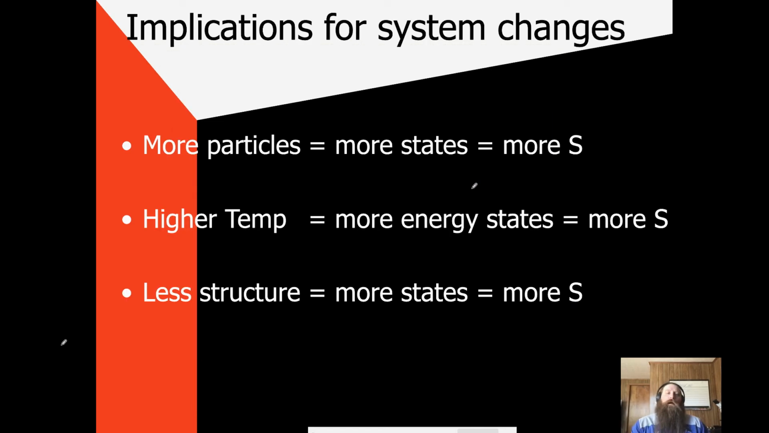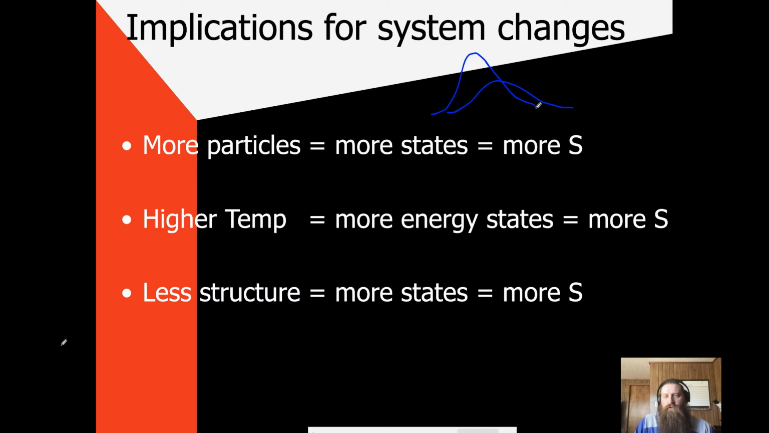So what does this imply about system changes? How can we use this to predict things? Well, the more particles I have in a system, the more microstates there are, the more entropy there is. So if I'm comparing two systems and one has more particles than the other, if everything else is equal, the one with more particles has greater entropy. If I have a higher temperature, the more energy states there are. Remember our Boltzmann distributions of temperature, right?